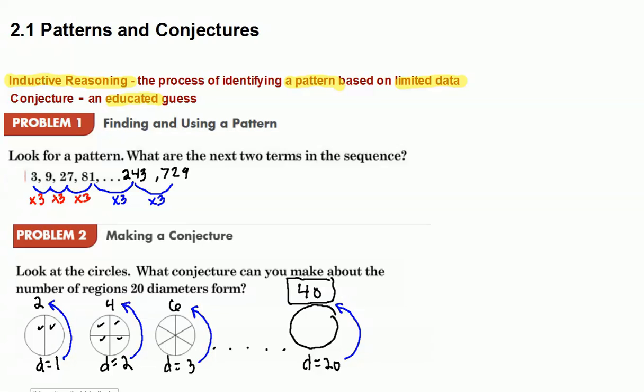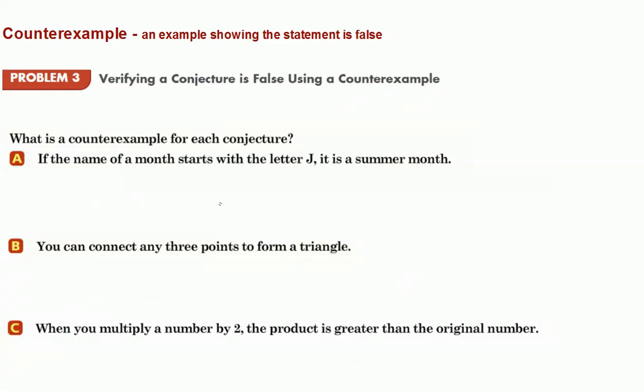Okay, let's move on to the next problem. Okay, for problem number 3, we first need to understand what a counterexample is. A counterexample is an example showing the statement is false. Okay, so we're always looking for something that makes the statement false. So we'll look at these 3 examples and look for something that would make the statement false. For problem 3, verify the conjecture is false using a counterexample. What is a counterexample for each conjecture?